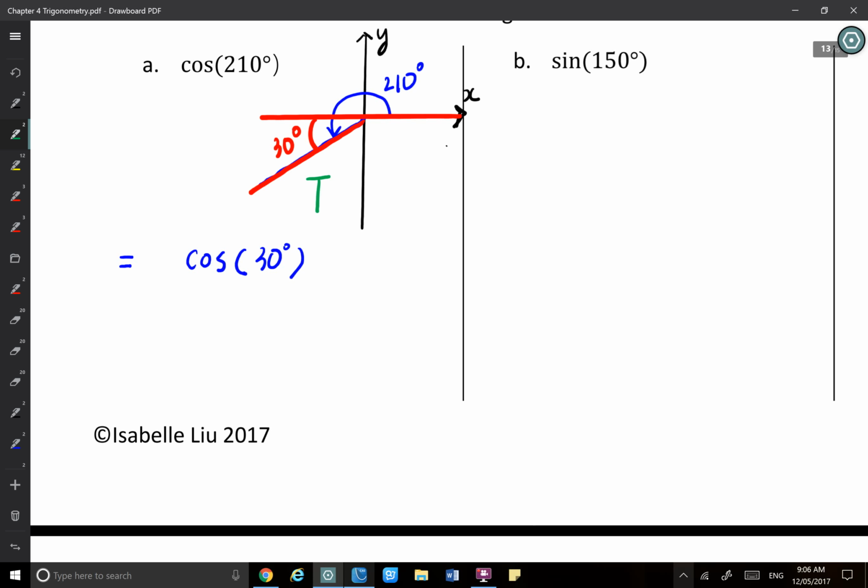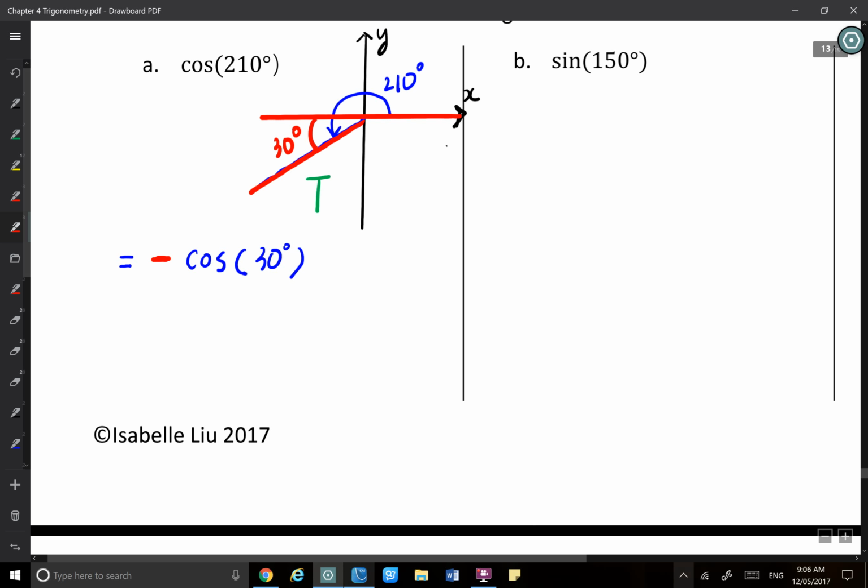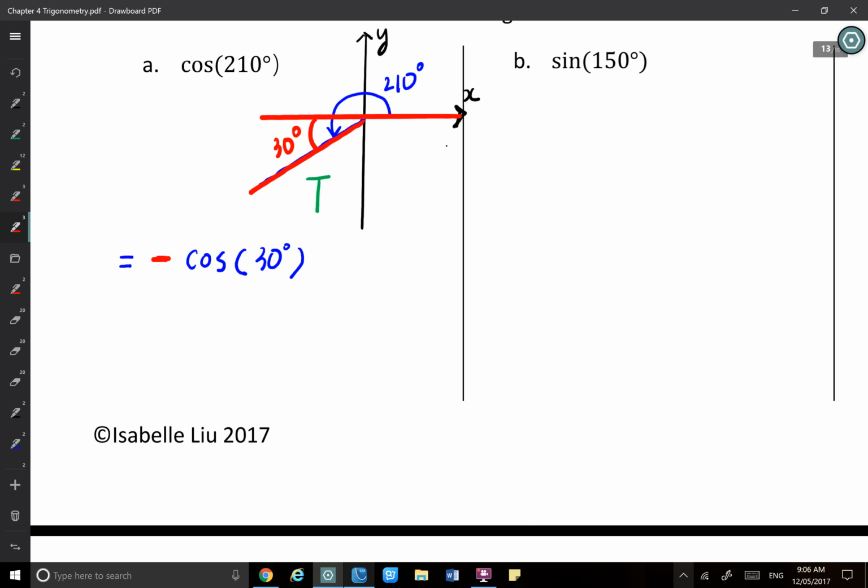But cosine 30 degrees is a positive value, right? So we put a negative sign in front. Because this angle sits in the tangent quadrant, it must give me a negative value. When we talk about 30 degrees and 210 degrees, it will be the same ratio, but positive or negative depends on which quadrant the angle is in. Even though a couple of angles have the same reference angle, the sign can differ. This is in the tangent quadrant, so that will be negative.